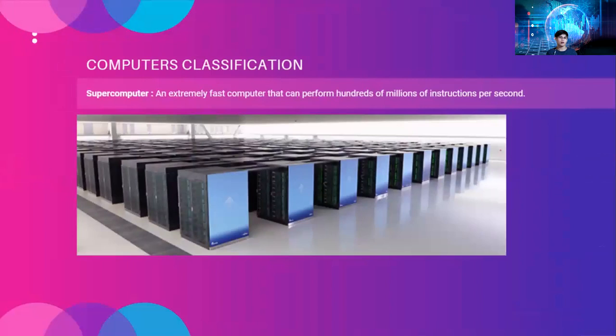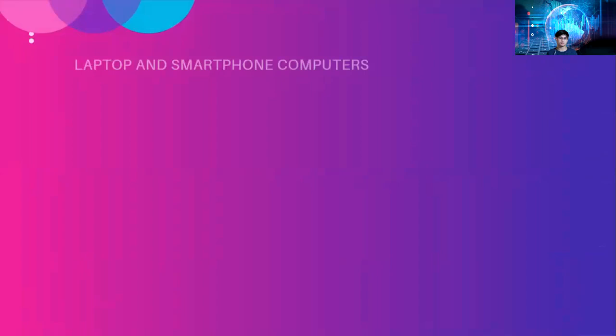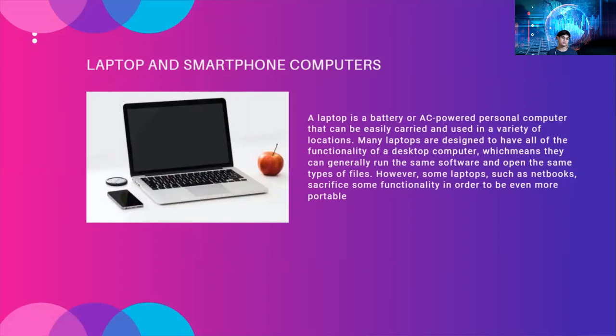And next, we have the supercomputer. The supercomputer is an extremely fast computer that can perform hundreds of millions of instructions per second. It's really awesome. Okay, next is a laptop. A laptop is very familiar to you guys. It is a battery-powered personal computer that can be easily carried and used in a variety of locations.